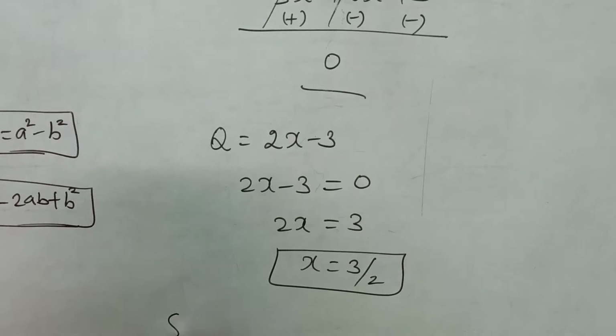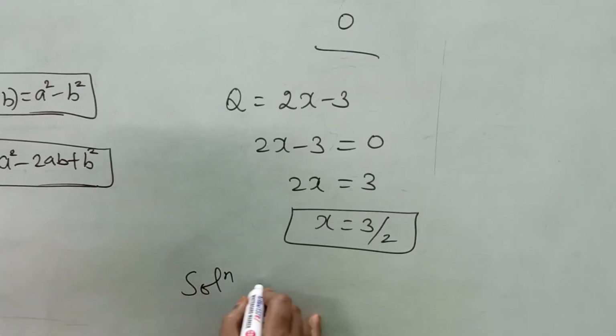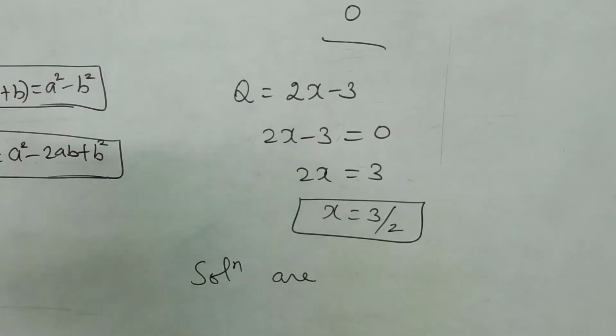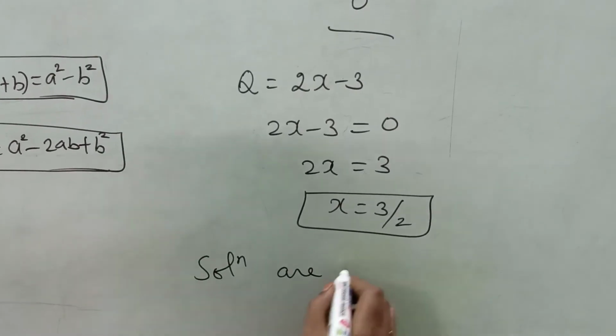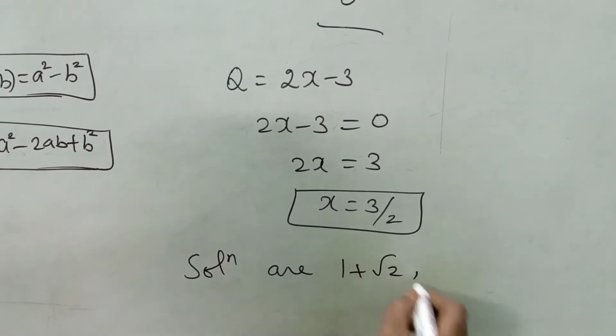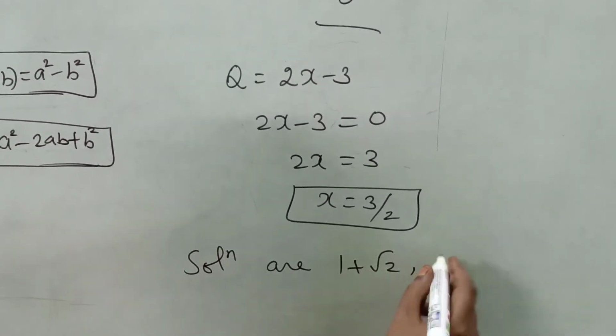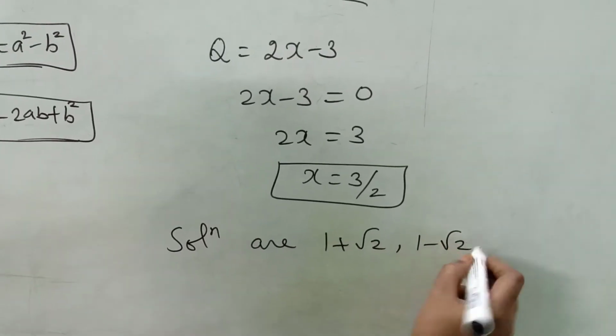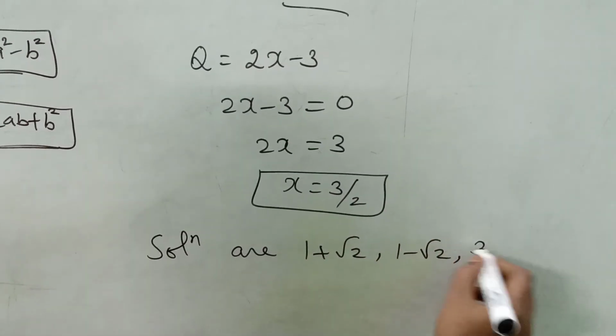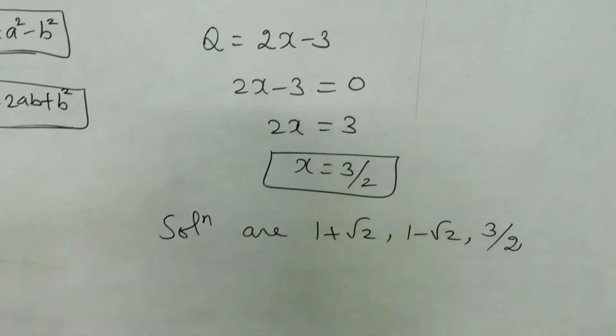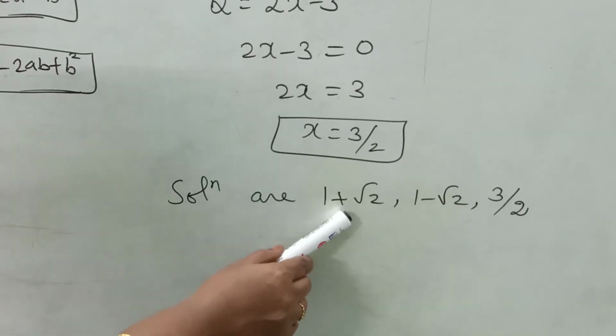And what is the solution? Solutions are, first solution is given in the question, 1 plus root 2. Then we find the conjugate also a root, that is the second root. Third root already we found just now, 3 by 2. This is the solution of the given cubic equation.